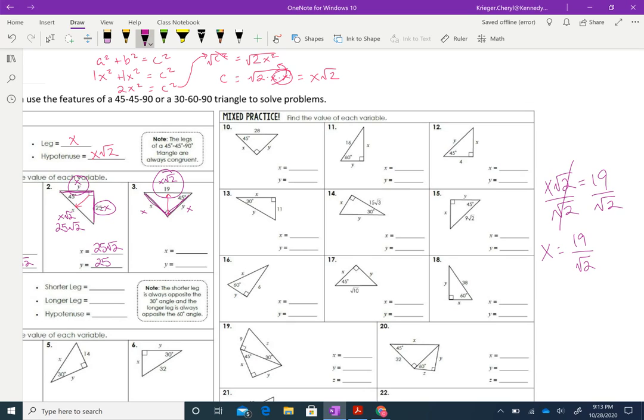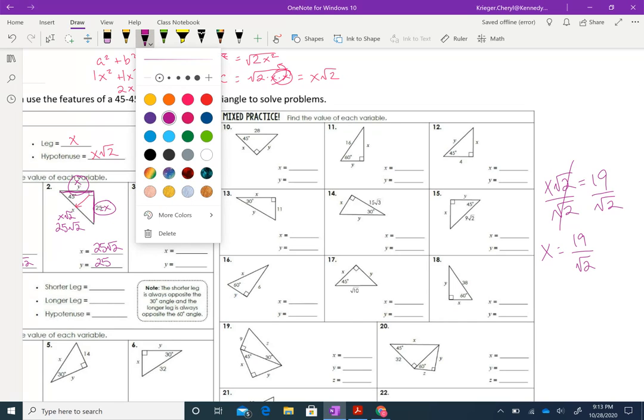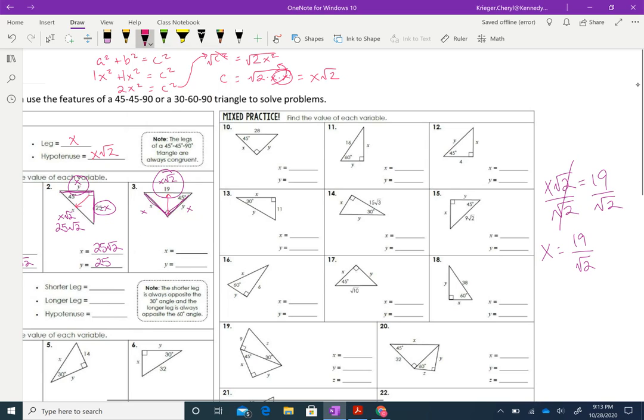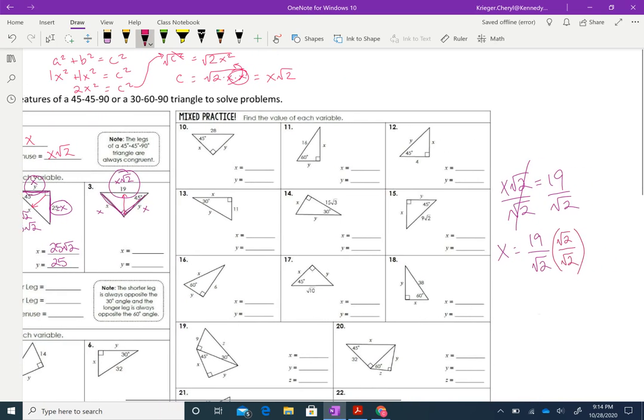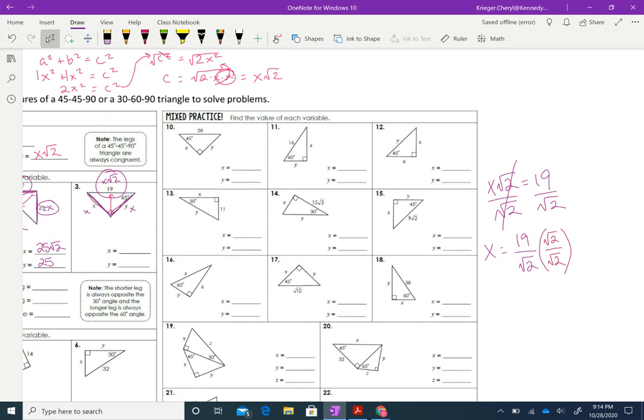We're going to manipulate this number, 19 divided by the square root of 2, by multiplying by 1 in the form of root 2 over root 2. Okay, and we can multiply by 1 and not change a number. So I'm just changing what this number looks like.